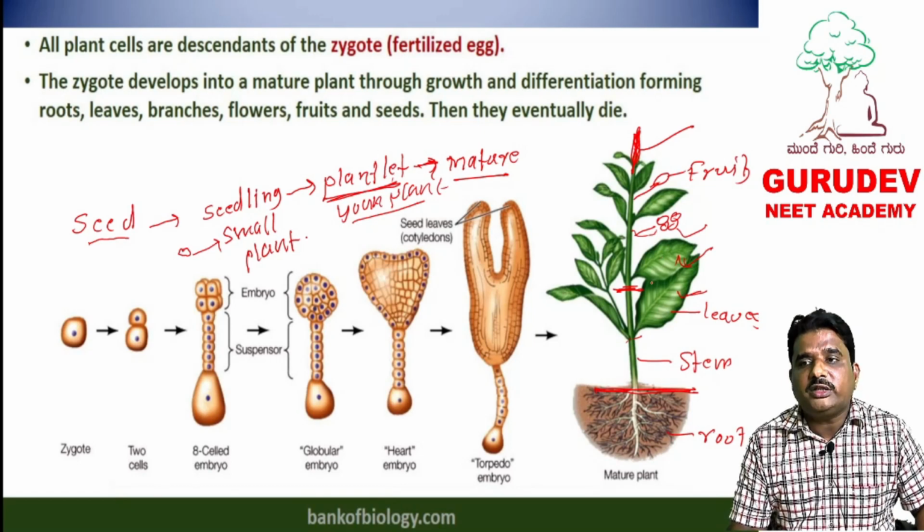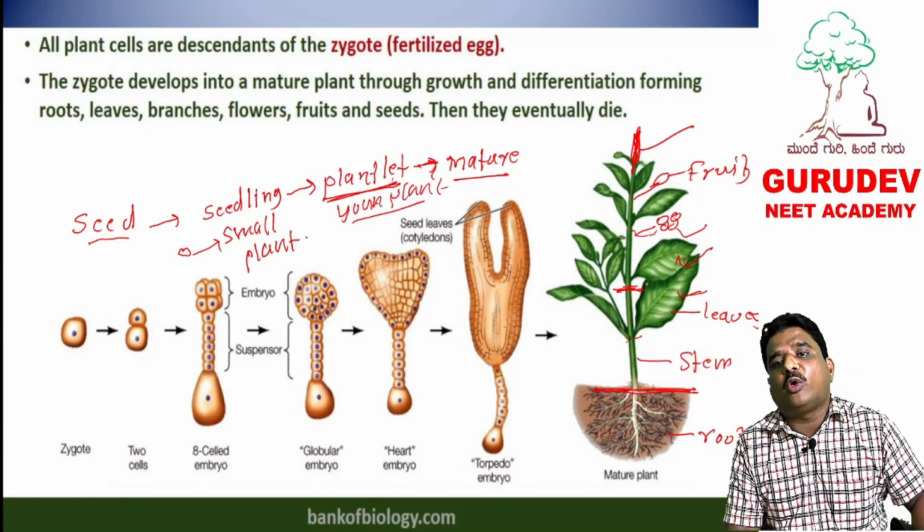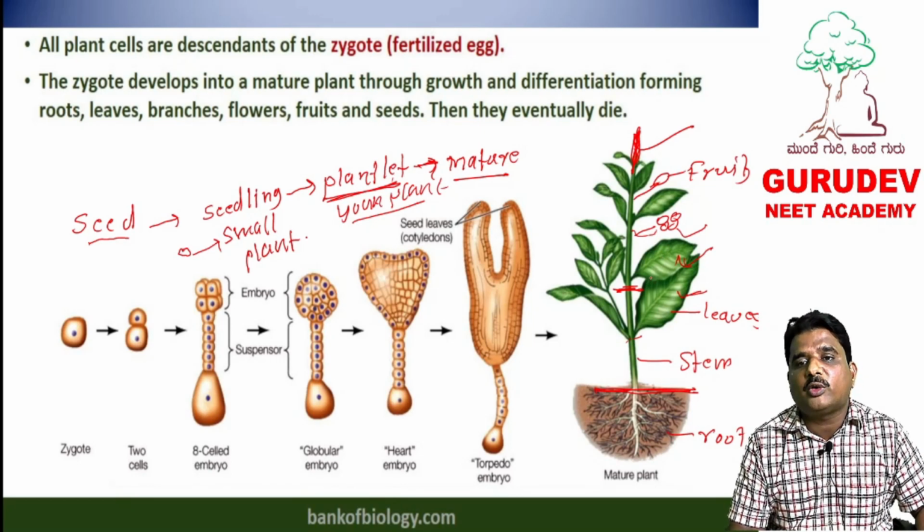In plants, the vegetative phase is followed by the flowering phase. Vegetative phase is followed by what phase? Flowering phase. That means initially roots, leaves, and stems arise on the plant. After that, the flowers come. Why does the flower come? Flower comes for reproduction. Which reproduction? Sexual reproduction.